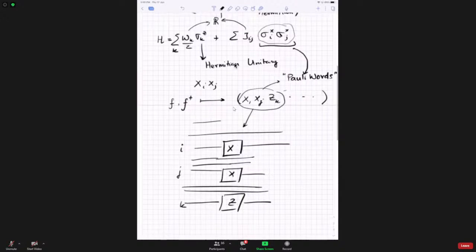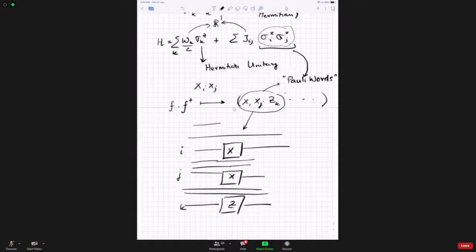Yeah. Can I just interrupt for a clarification? So are you saying that the general thing would be that if I have a Hamiltonian with an n-level system, then I can expand it in the SU(N) basis, the SU(N) generators, which are what you wrote, these Hermitian unitaries, right?